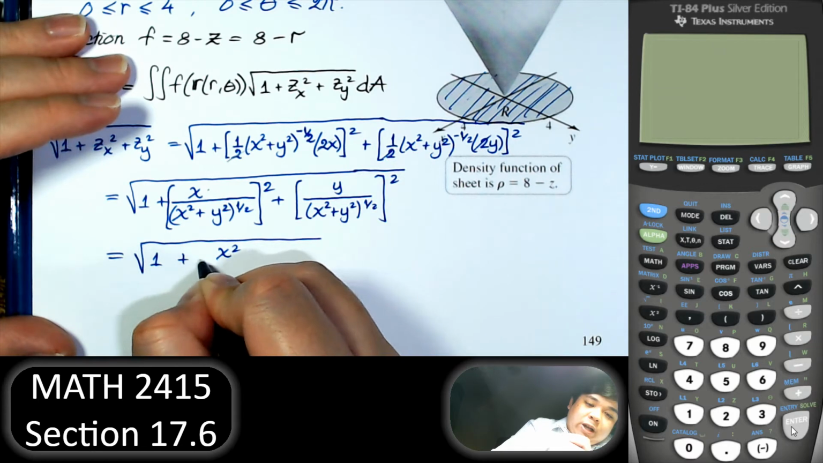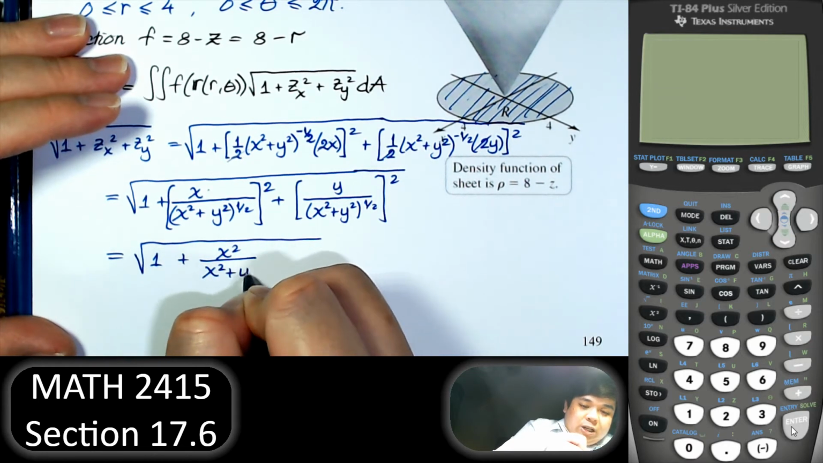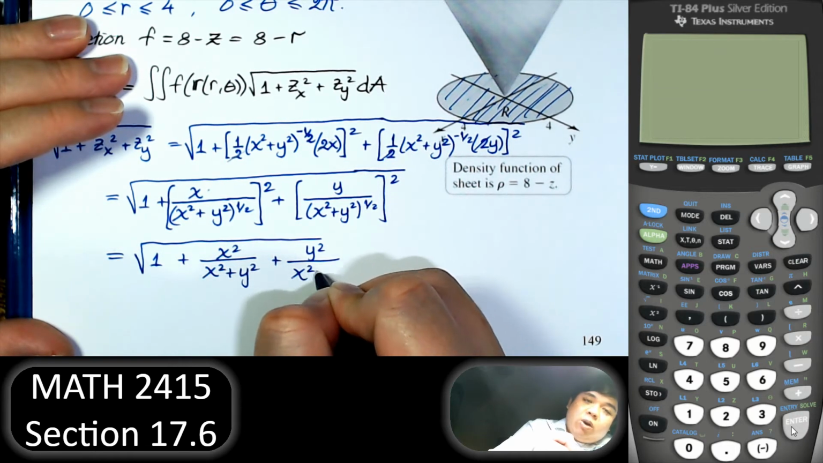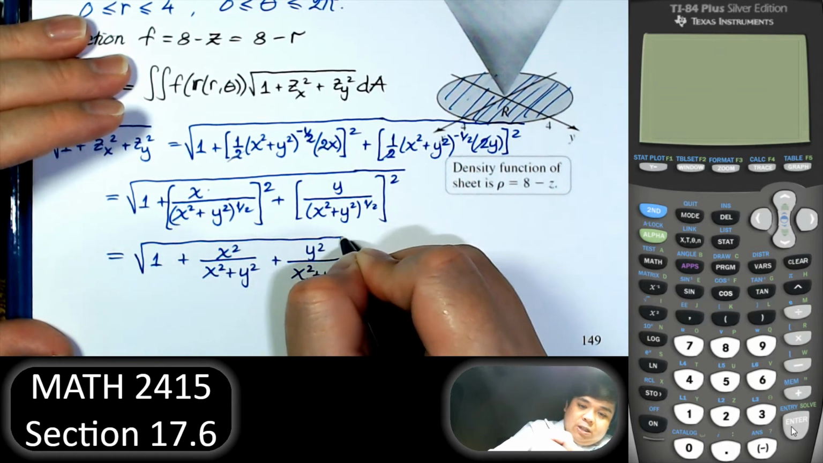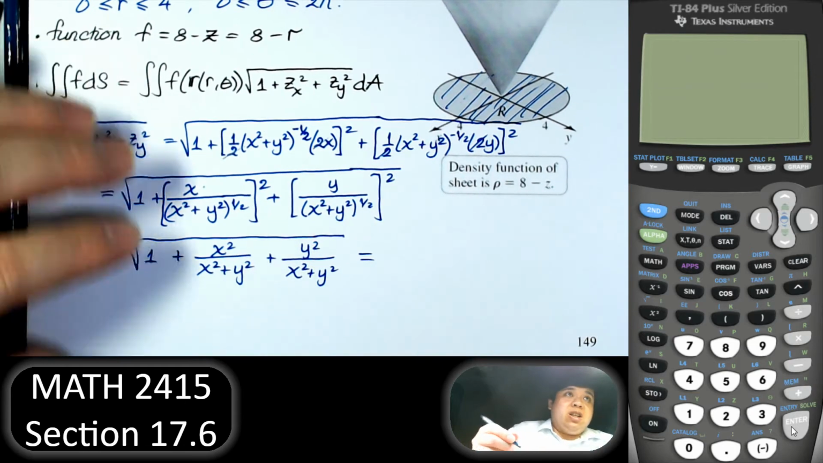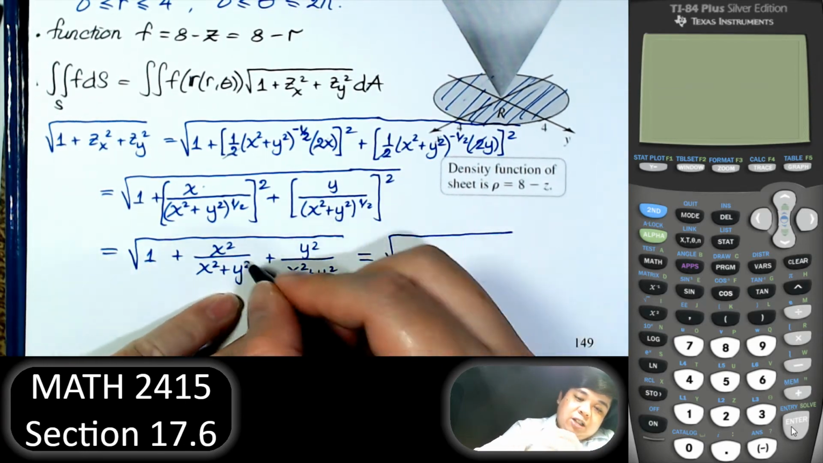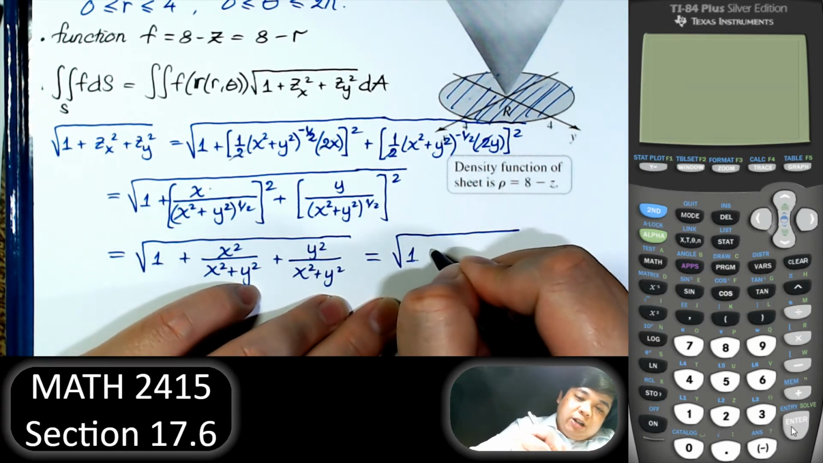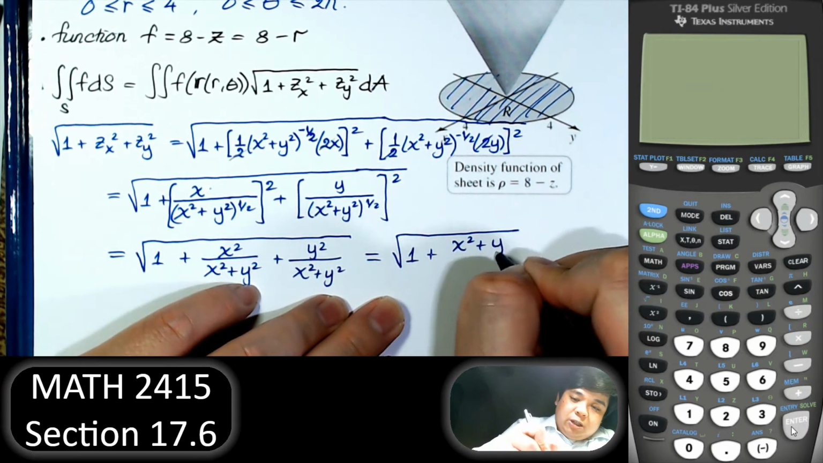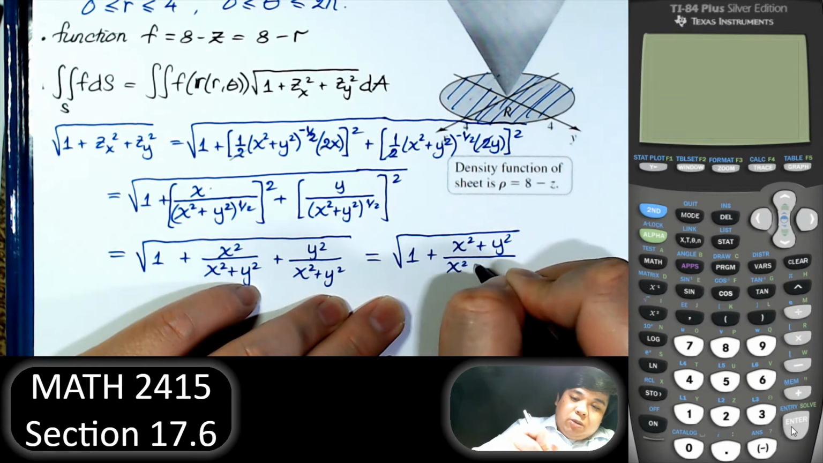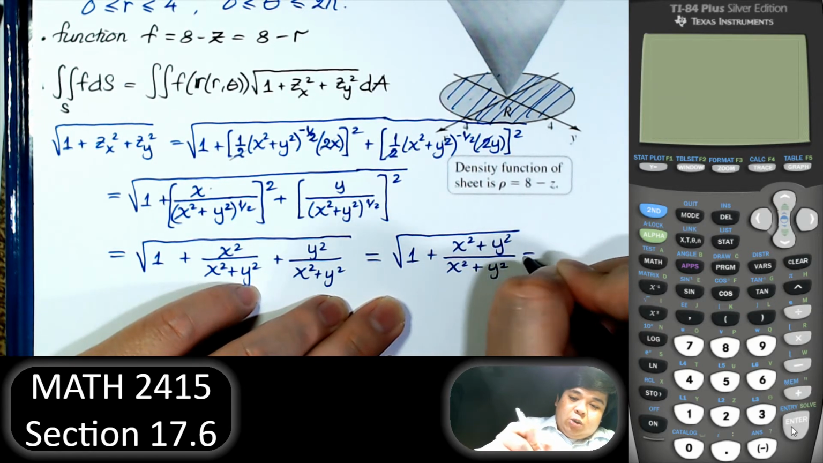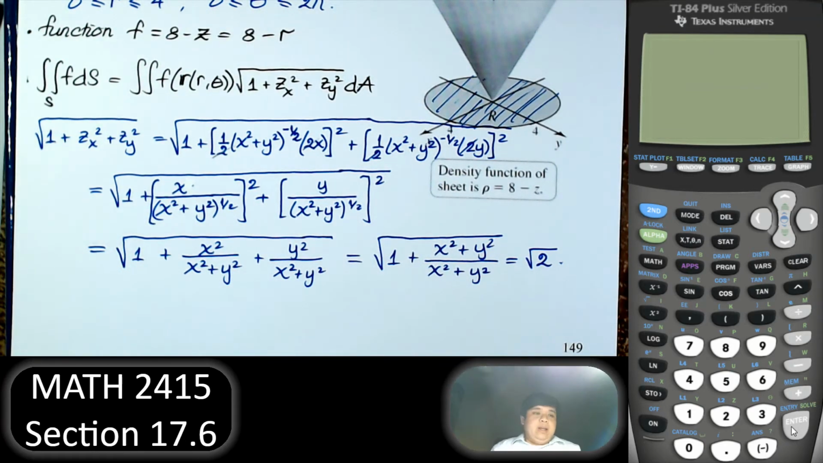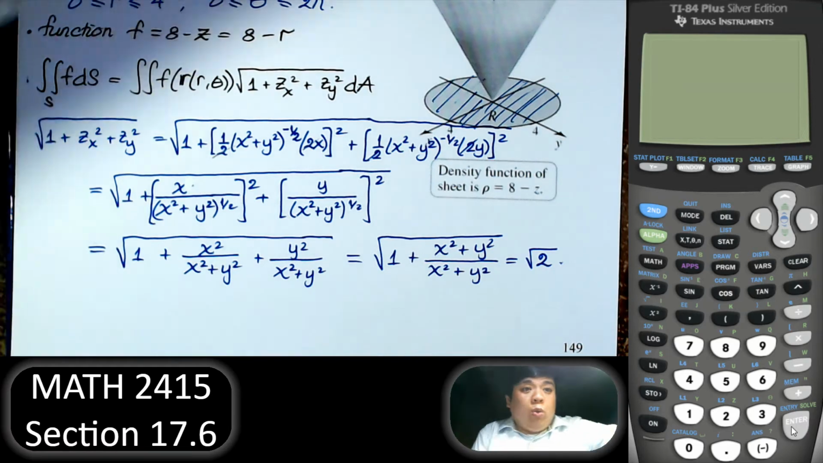So I have x squared plus y squared, y squared, x squared plus y squared. I combine the two fractions. We have 1 plus x squared plus y squared over x squared plus y squared. So this gives us square root of 2. Right, so like I said, that is one way to do that.